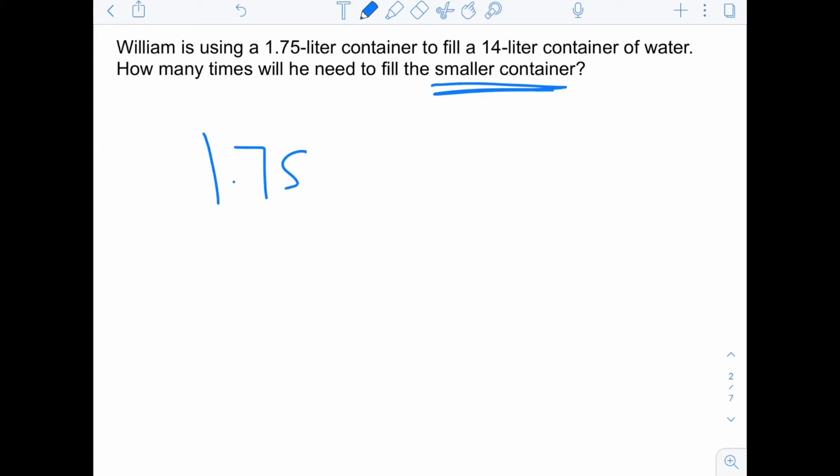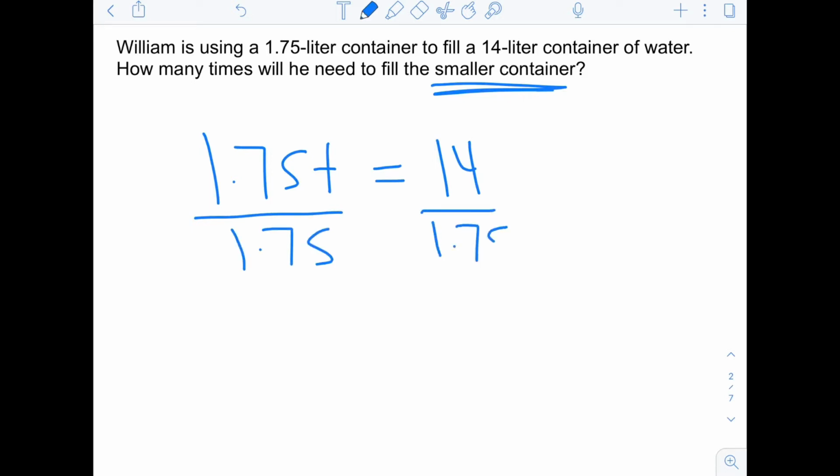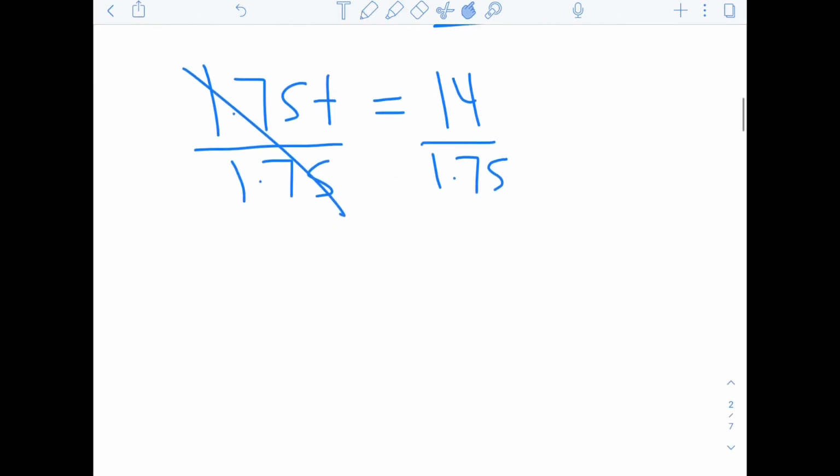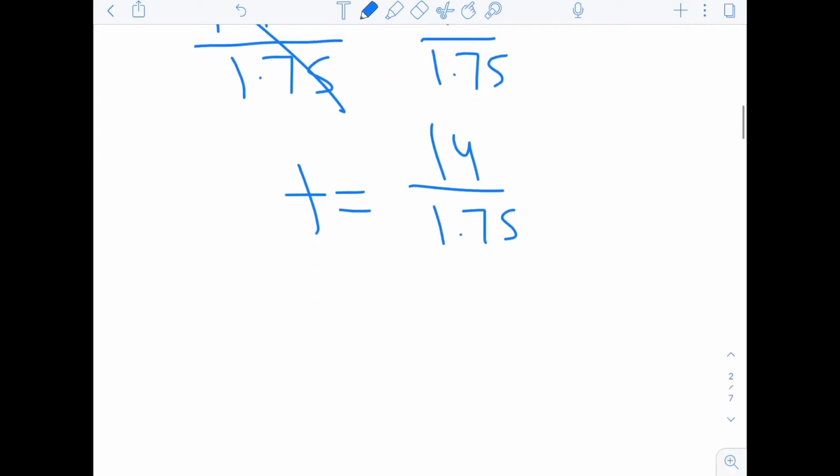So we know that 1.75 T, because we're filling it T times, and we want to fill the 14-liter container, so it's going to equal 14. To solve this, we have to divide by 1.75, because we have to cancel out the multiplication of 1.75. So you're going to be left with T equals 14 over 1.75. So that's going to equal 8.